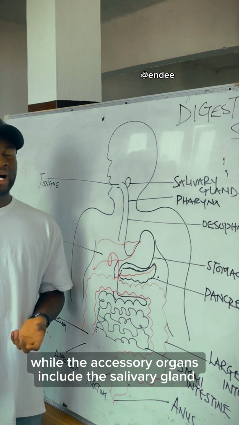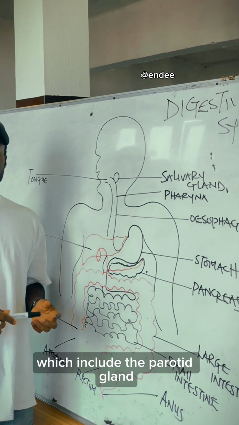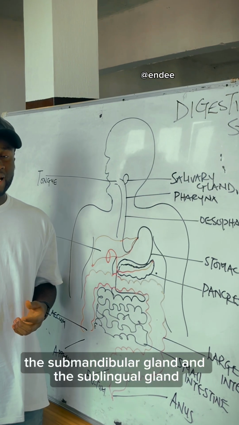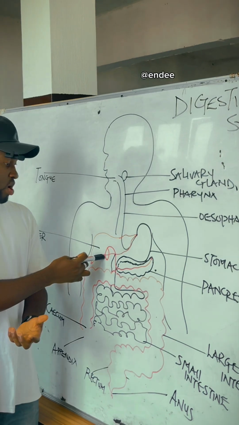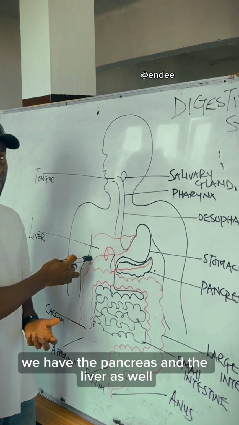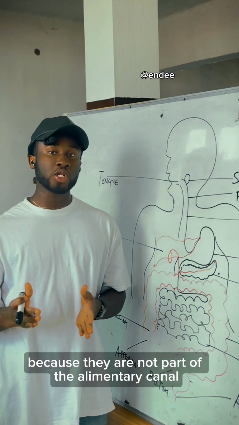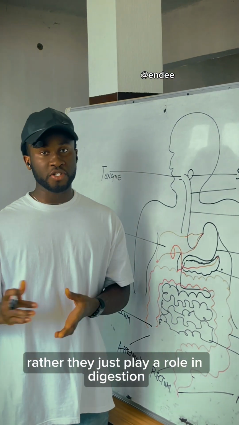While the accessory organs include the salivary glands, we have 3 major salivary glands, which include the parotid gland, the submandibular gland, and the sublingual gland. Also, we have the gallbladder as part of the accessory organs. We have the pancreas and the liver as well. They are called the accessory organs because they are not part of the alimentary canal. Rather, they just play a role in digestion.